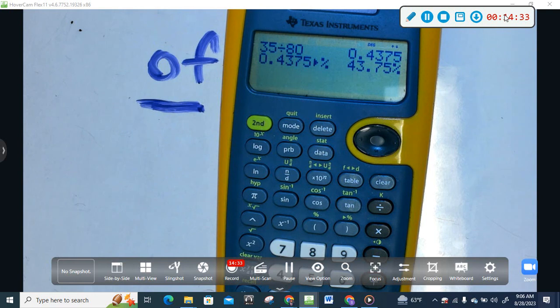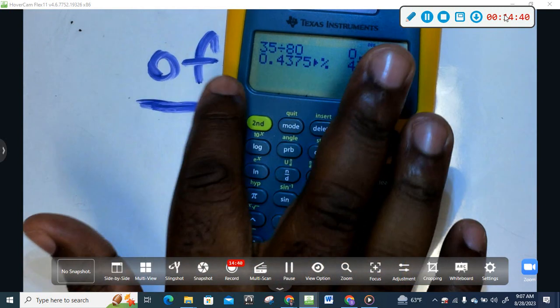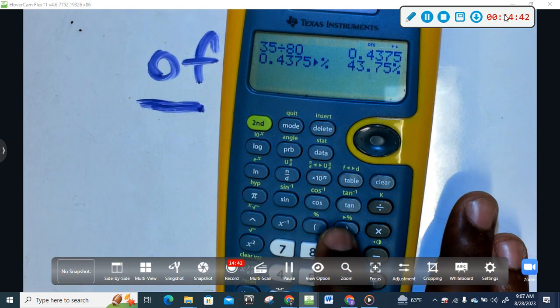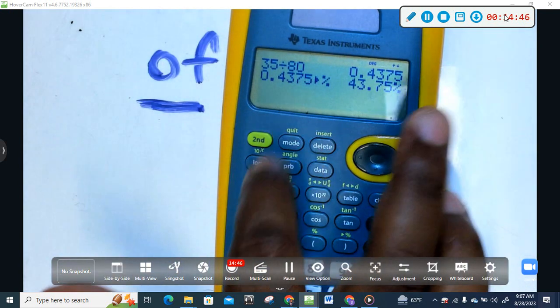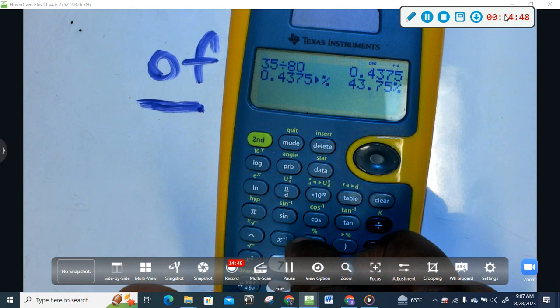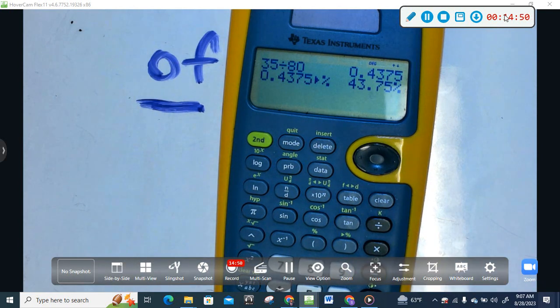So if I'm converting a decimal or a fraction to a percentage, that's what I do: second, right parentheses. If I'm trying to find a percent, then I just press the left one, left parentheses. But when I already found the answer and I'm trying to convert that to a percentage, that's what I use, the right one.